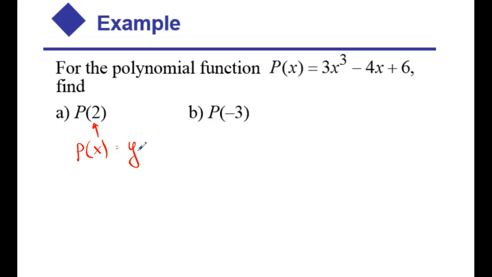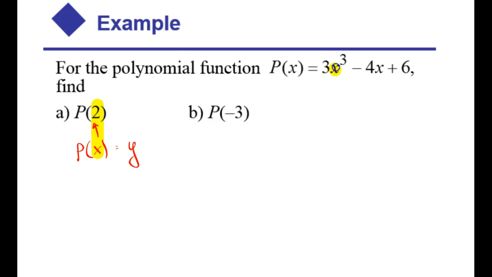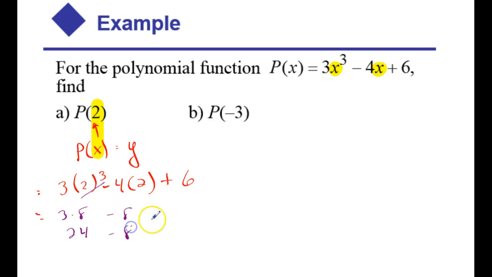So if we let x be 2 everywhere in this function, instead of writing 3 times x cubed, we could write 3 times 2 cubed minus 4 times 2 plus 6. And then either you could just take your calculator and number crunch this, or you could multiply this out. Let's do exponents first. 2 cubed is 8, and 3 times 8 is 24. 24 minus 8.